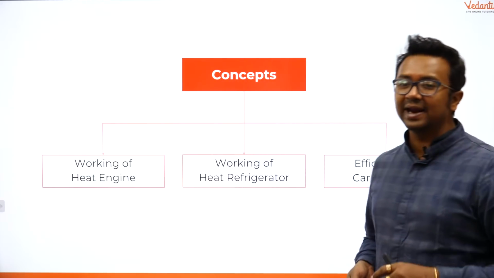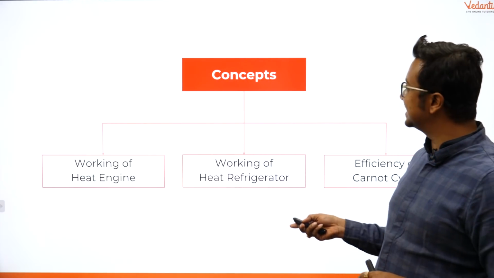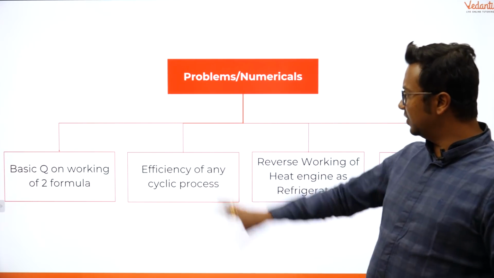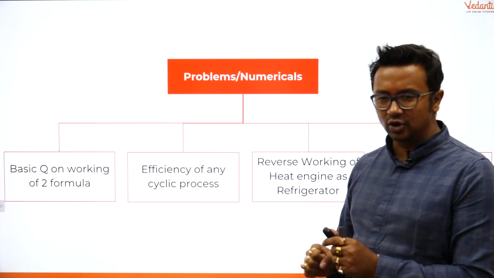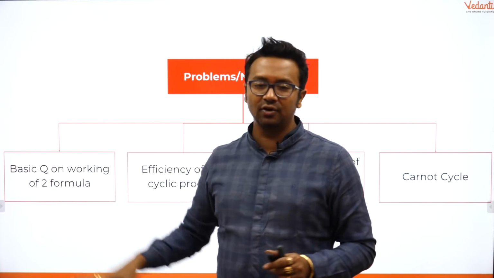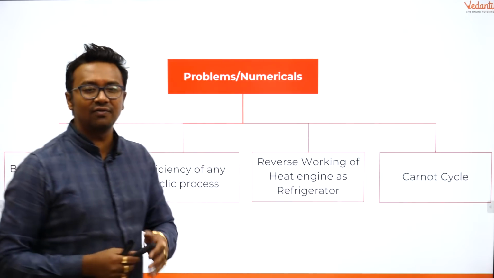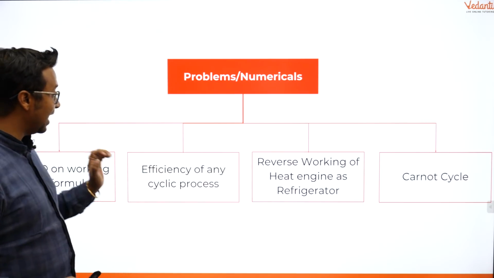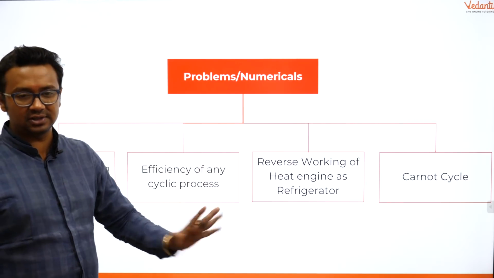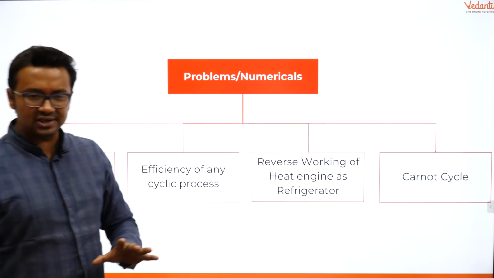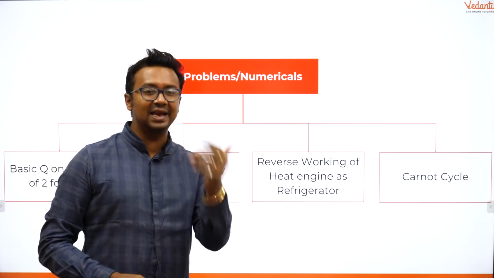Besides that, we are going to look at a few numericals based on these concepts. First, we are going to look at some basic questions on the working of the efficiency formula of the heat engine. Second, we are going to look at the efficiency of any cyclic process, not Carnot's one, but any cyclic process: how to find out the efficiency of a given cycle.